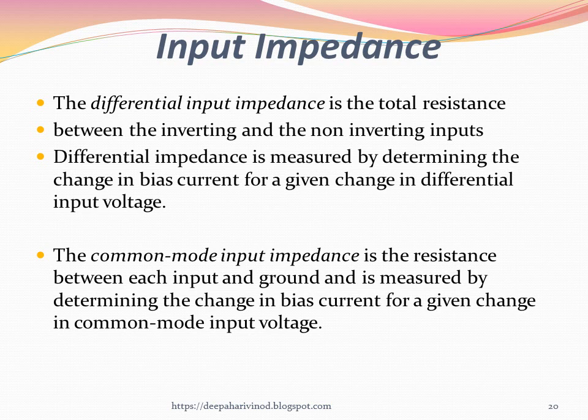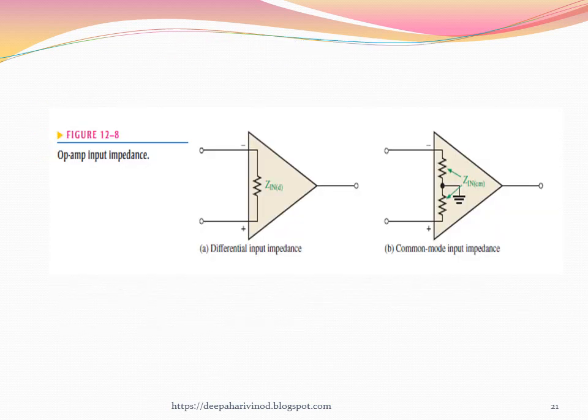Common mode input resistance is the resistance between each input and ground, and is measured by determining the change in bias current for a given change in common mode input voltage. Differential input impedance, here we can see in this figure, that is Zin, and the common mode input impedance, Zin of common mode.